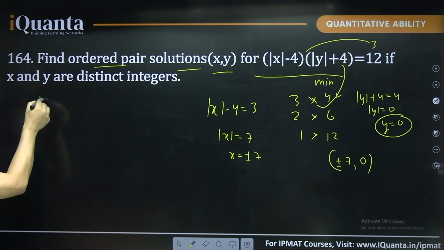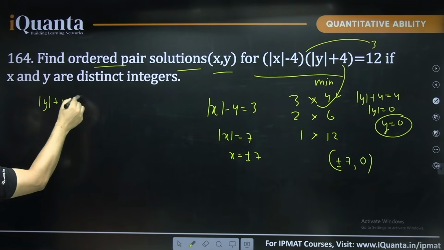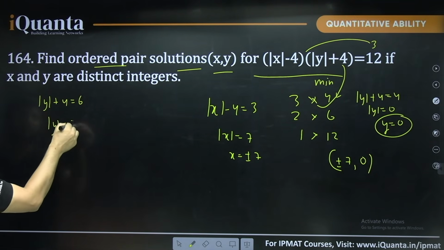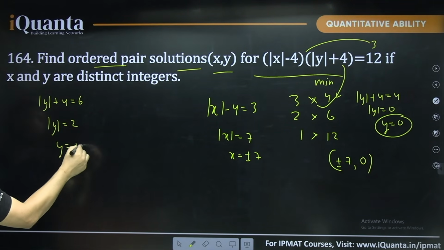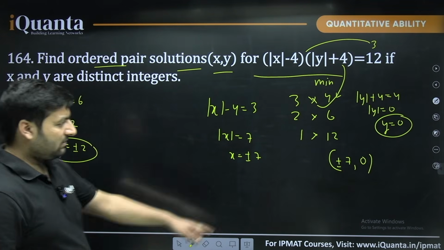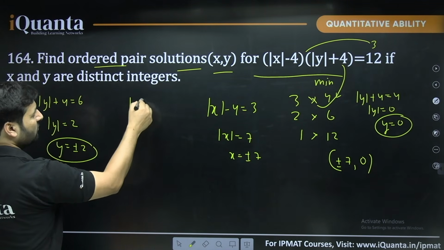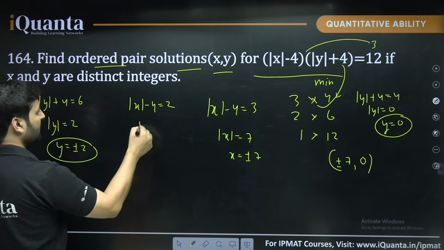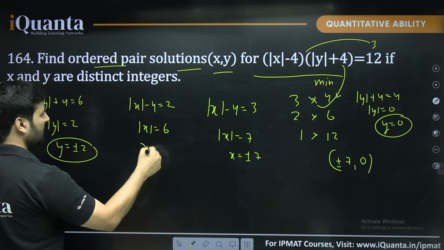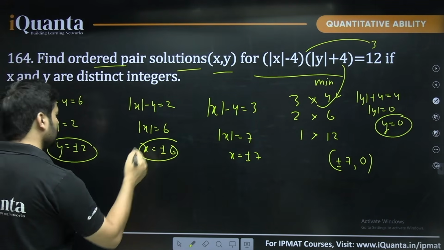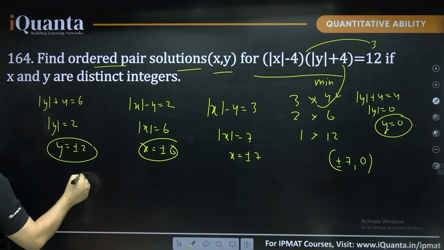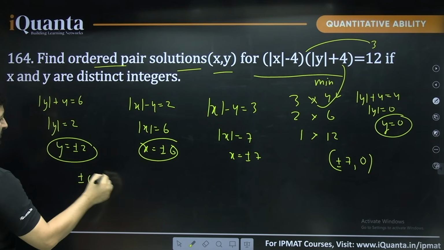So say you take |y| + 4 equal to 6. |y| will be 2, y will be ±2. If this part is 6, this has to be 2. So |x| − 4 is 2, |x| is 6, x will be ±6. So ±6, ±2.